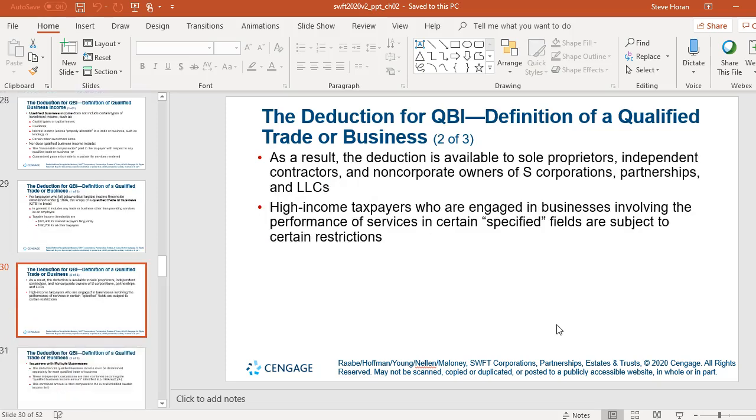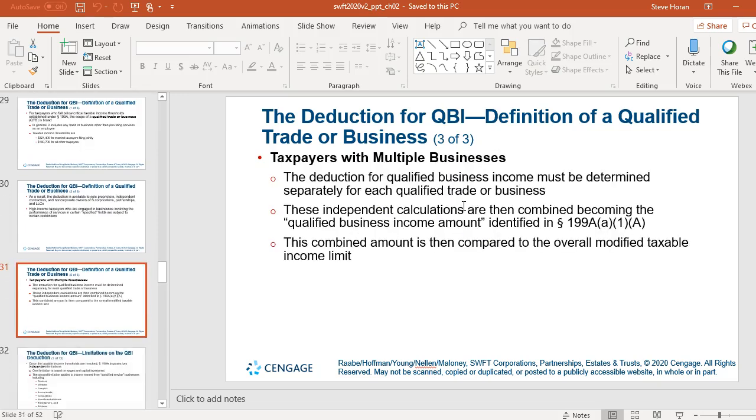As a result, the deduction is available to sole proprietors, independent contractors, non-corporate owners of S-corps, partnerships, and LLCs. Okay, so basically anything that's a pass-through. High-income taxpayers who are engaged in business involving the performance of certain services in specified fields are subject to certain restrictions, and we'll get to what those are in just a little bit.